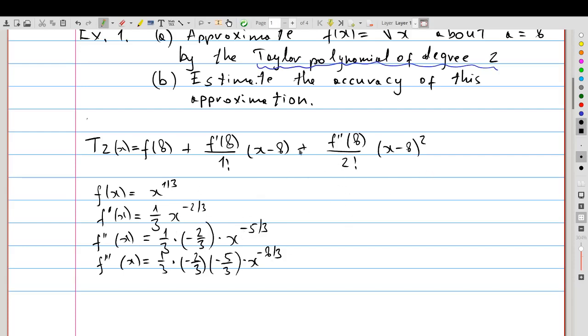Great. So it means we can at this point evaluate the values of f and its first two derivatives at 8. So f at 8, of course, is just 2. It's a cubic root of 8, giving us 2. F prime at 8 is 1/3 x to the minus 2/3. So that is x to the 1/3 to the power minus 2. X to 1/3 gives us 2, and then raising 2 to the power minus 2, we get 1/4. And so f prime at 8 is 1/12.